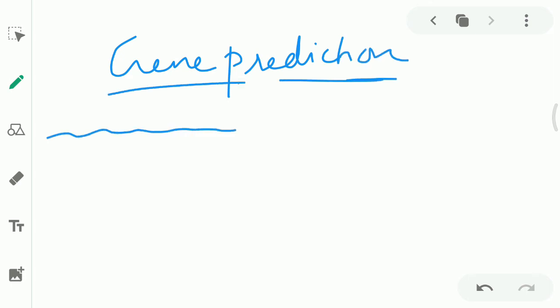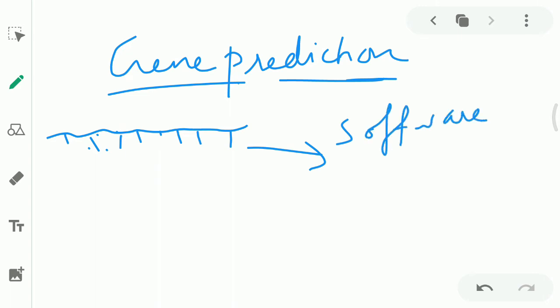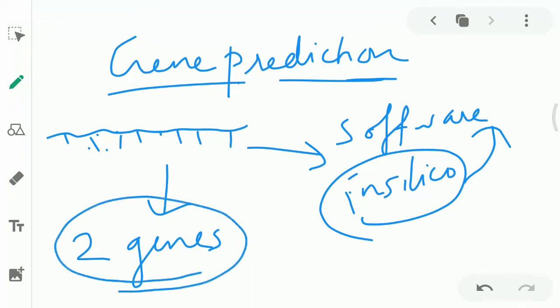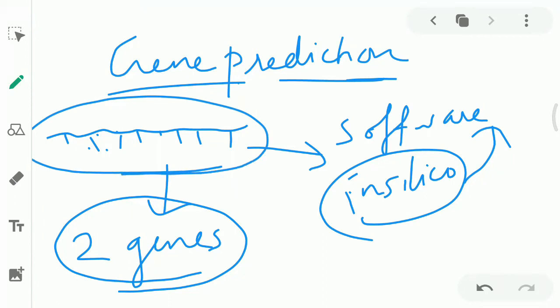We get a huge amount of data. This is the main sequence. Now we need to find the number of genes over this DNA sequence. So we use some software, or some in silico experiments. In silico means using software, using computers, and we predict there are two genes, or the computer predicts there are two genes, or they predict three genes and so on. This is generally done on the sequenced genome.